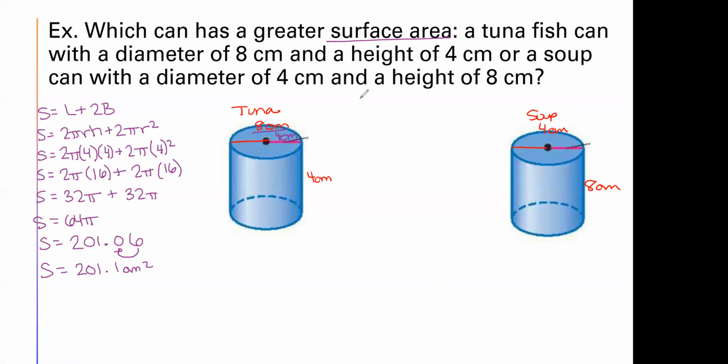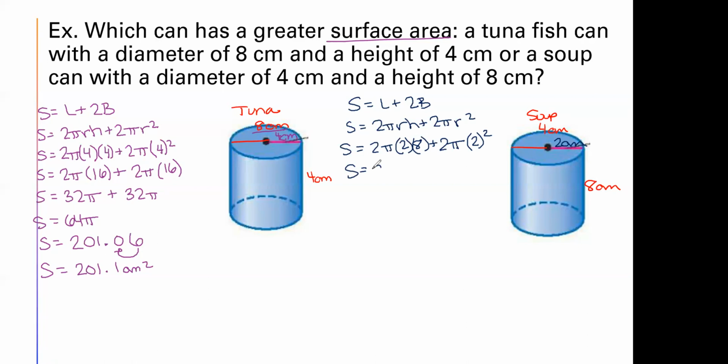Now I'm going to do the same thing for the soup can. So again, surface area is 2 times pi times the radius times the height plus 2 pi times the radius squared. So I'm going to fill in my values. The radius is not 4. This was the diameter. So that means the radius is 2 centimeters. Make sure you don't make that mistake on your homework or on a test or something, okay? And then 2 times pi, again, the radius is 2 squared.